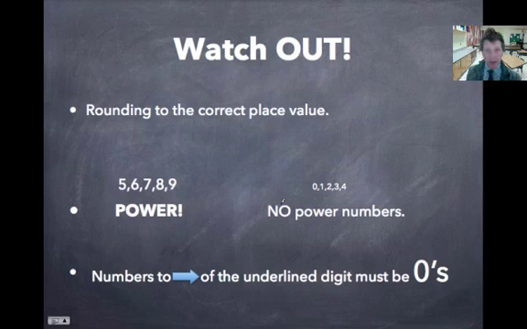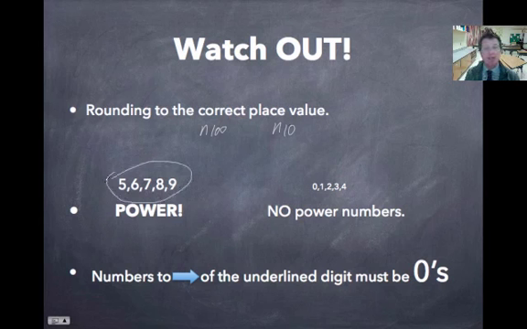Watch out, guys. Rounding can be tricky. Here are the things that if a student has a problem, these are the things that they struggle with. They round to the wrong place value. If it says nearest 100, make sure you're underlining the hundreds place. If it says nearest 10, make sure you're underlining the tens place. You got to memorize these numbers right here, guys. 5, 6, 7, 8, 9.